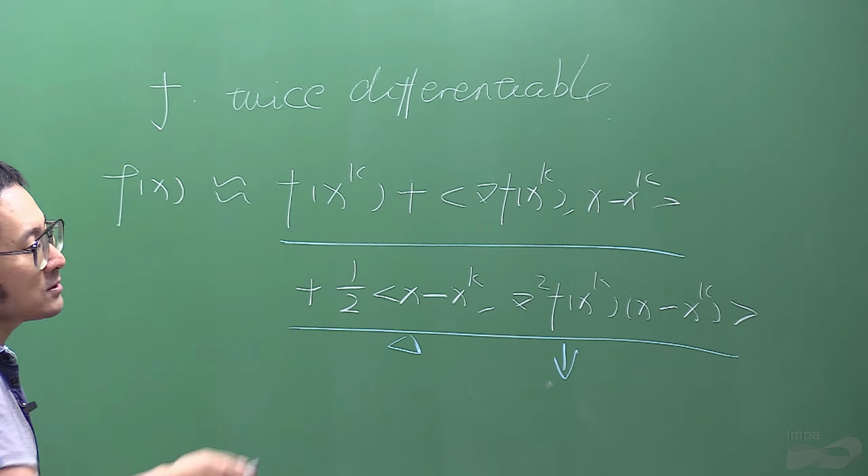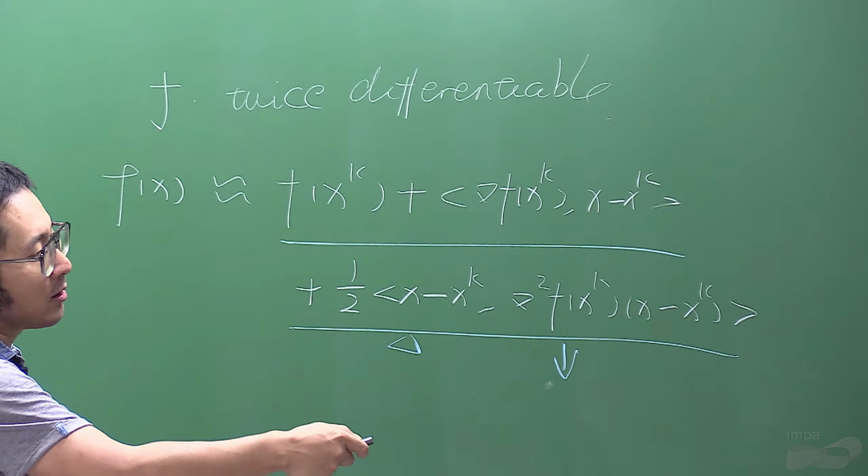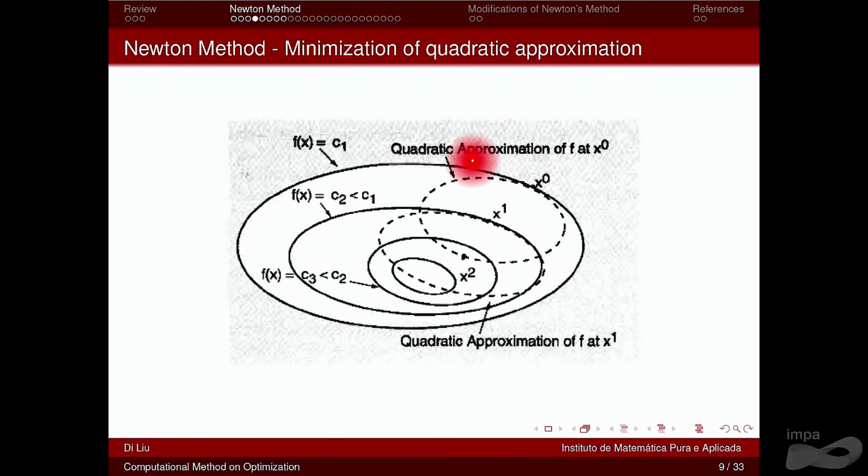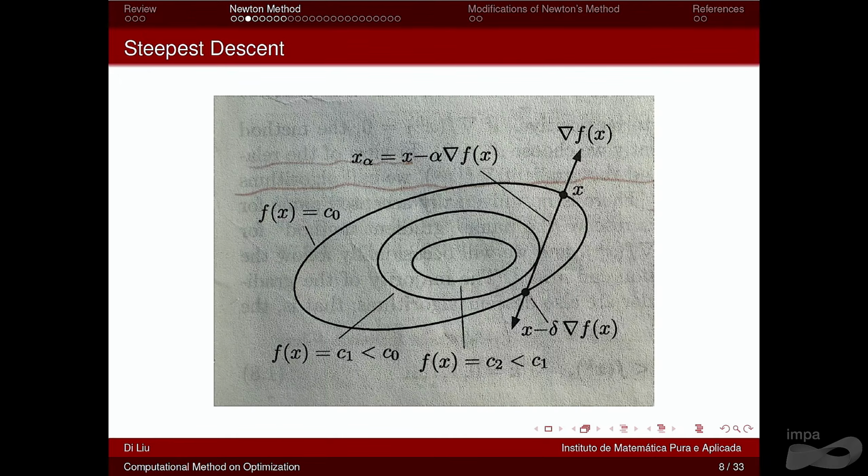So that's why here we have an ellipsoid, or you can call it the quadratic approximation. You have this approximation, which is an ellipsoid, and then you minimize this quadratic function, and then you get x2. This is different because in gradient descent you go along the negative gradient.